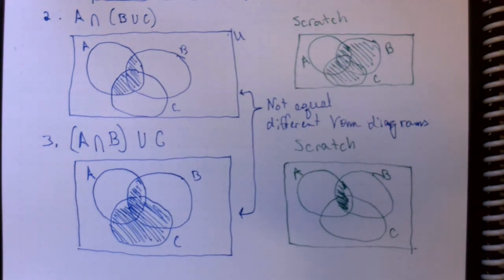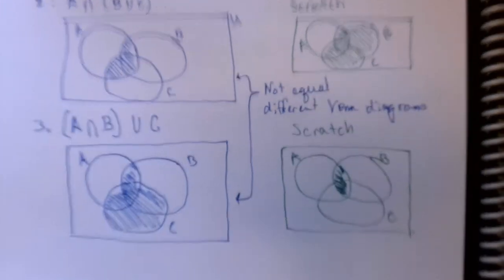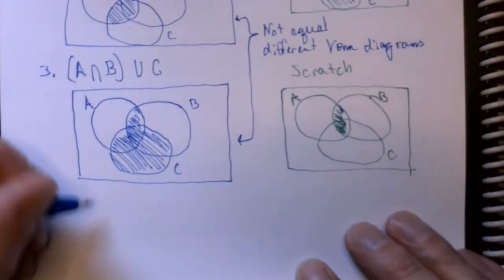Okay? Two sets are equal if they have the same Venn diagram. Two sets are unequal if they have different Venn diagrams. So if you run into a question that's asking you whether or not two sets are equal, draw their Venn diagrams. If they have the same Venn diagram, then the sets are equal. If they have different Venn diagrams, then the sets are unequal.